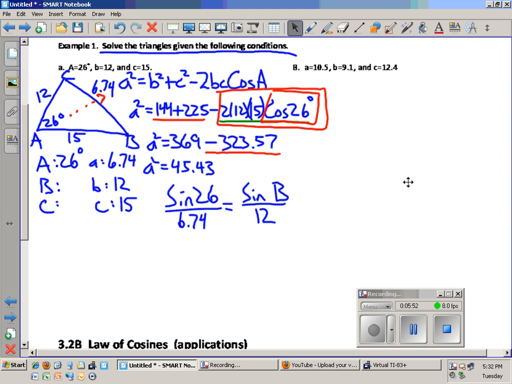I'm going to encourage you guys that when you use the law of sines, I could have done C, I could have done B, but go back and solve for the smaller one first when you use the law of sines. Trust me, it's going to help you out. We'll talk more about that when I get back from break. So we go through solving this.